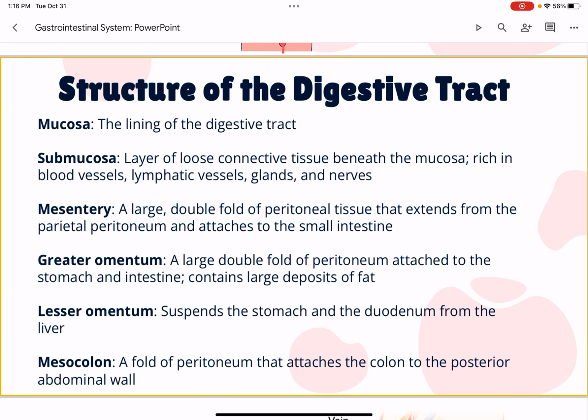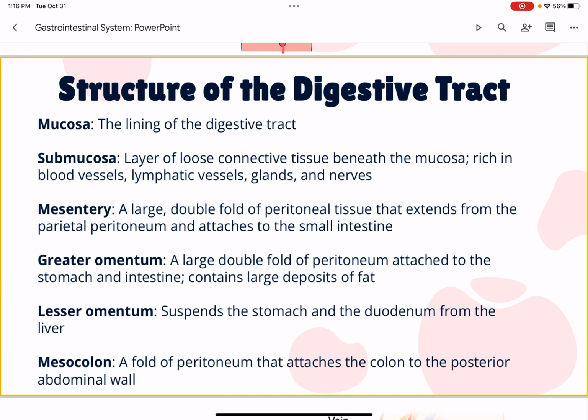In the esophagus and anal canal, the epithelium is specialized for protection of underlying tissues. The epithelium in other regions of the digestive tract is specialized for secretion of mucus or digestive juices, and for absorption of nutrients. In the stomach and small intestine, the mucosa is thrown into folds, which greatly increases its surface area for digestion and absorption.